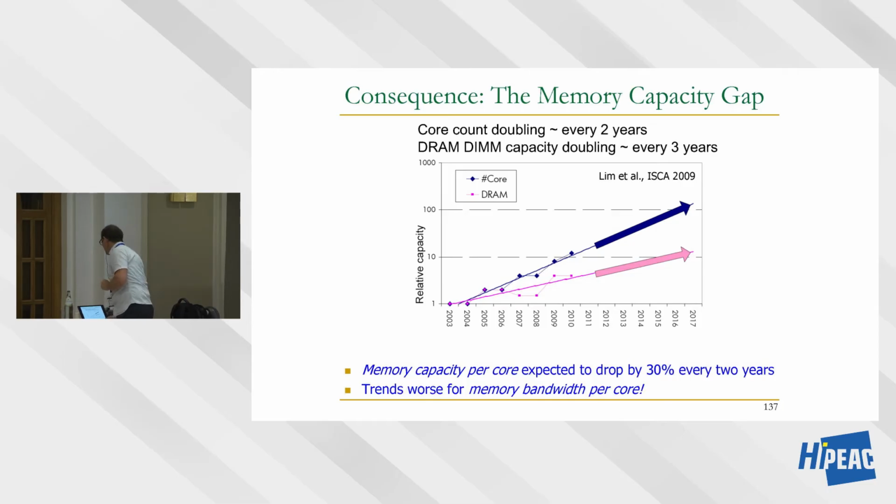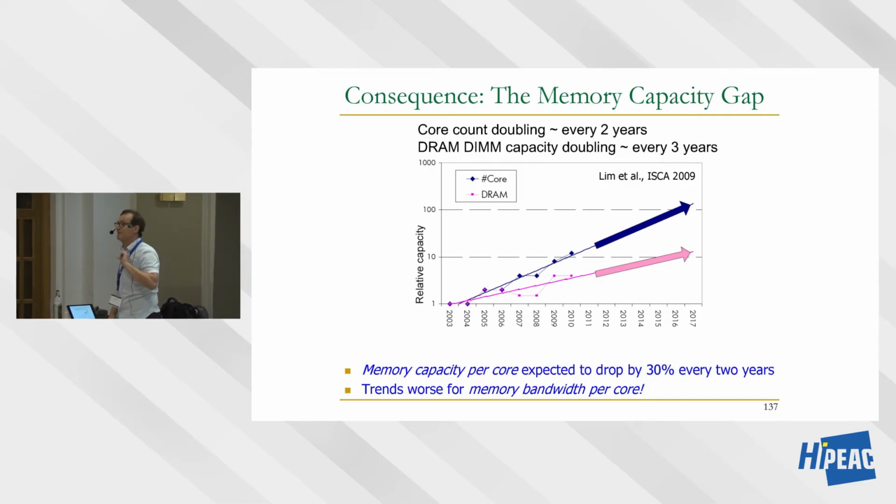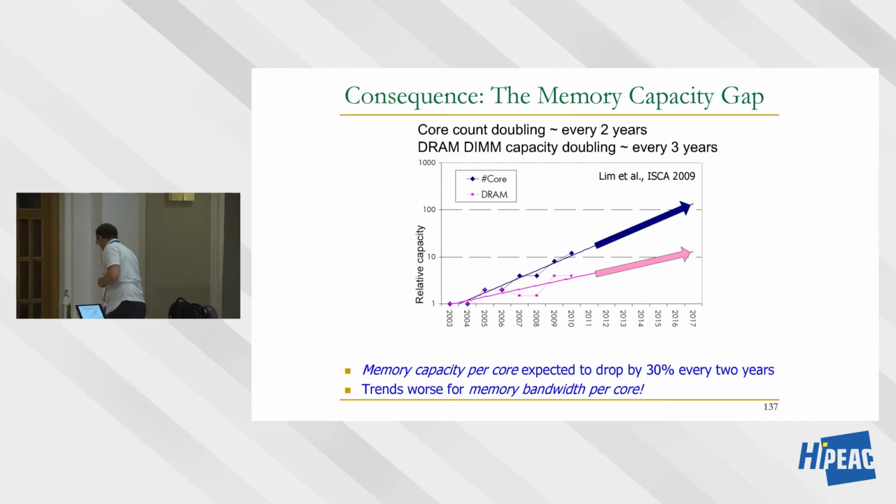computation. And this is actually increasing today, especially with accelerators, because accelerators are easier to double, if you will, because they're simpler in structure as opposed to general purpose cores. So memory capacity per core is expected to drop 30% every 2 years. This is not good, meaning that a single thread will have less performance over time. Trends are actually much worse for memory bandwidth per core.